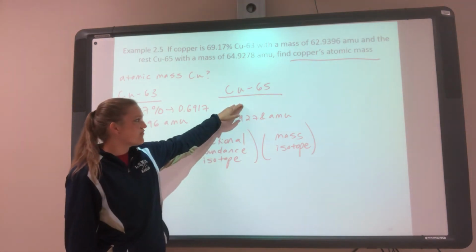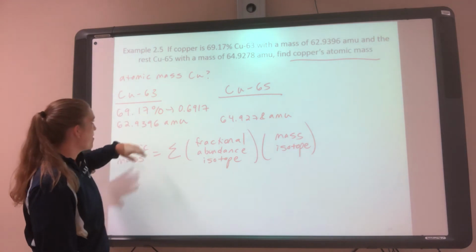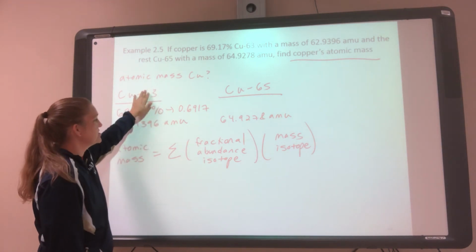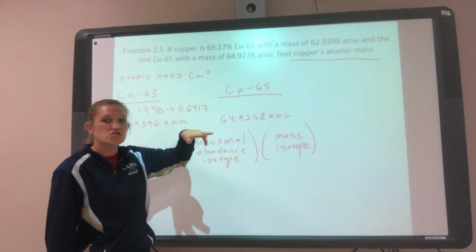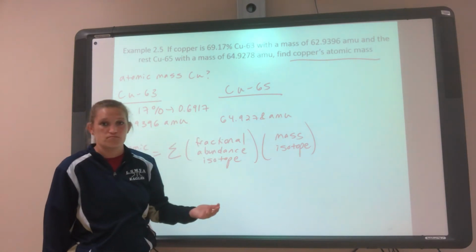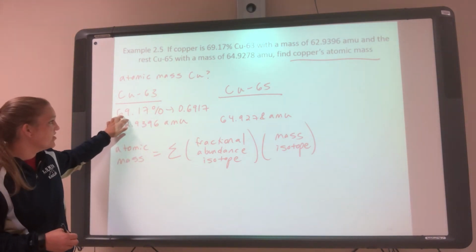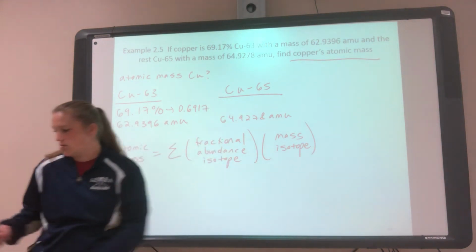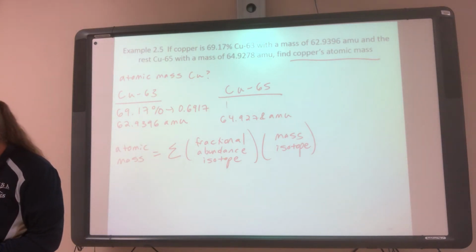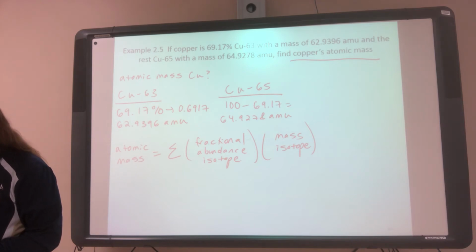Now this one I don't know the fractional abundance, but let's think about this. My copper has two isotopes, this guy and this guy. So those two isotopes, their abundance should add up to what? To 100. So if this one is 69.17, then this has to be the rest. So all I need to do is say this has got to be 100 minus 69.17, and that gives me 30.83%. Change it to fractional abundance: I move the decimal over twice and it gives me 0.3083.